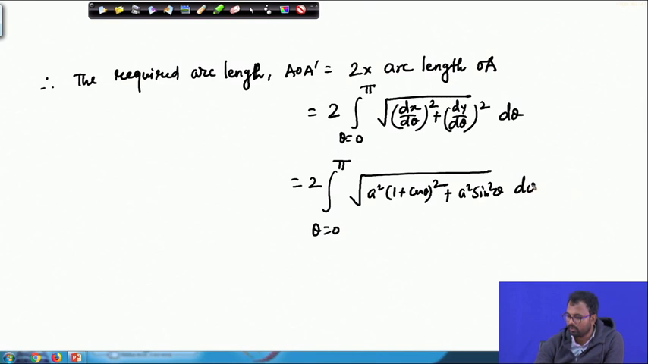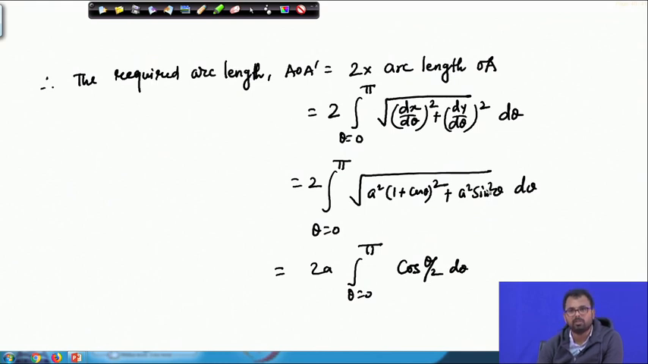So if we calculate this whole thing, then it will turn out to be 2a times the integral, theta running from 0 to pi, of cos(theta/2). This involves some very simple trigonometrical calculation, and I am pretty sure you will be able to do that.